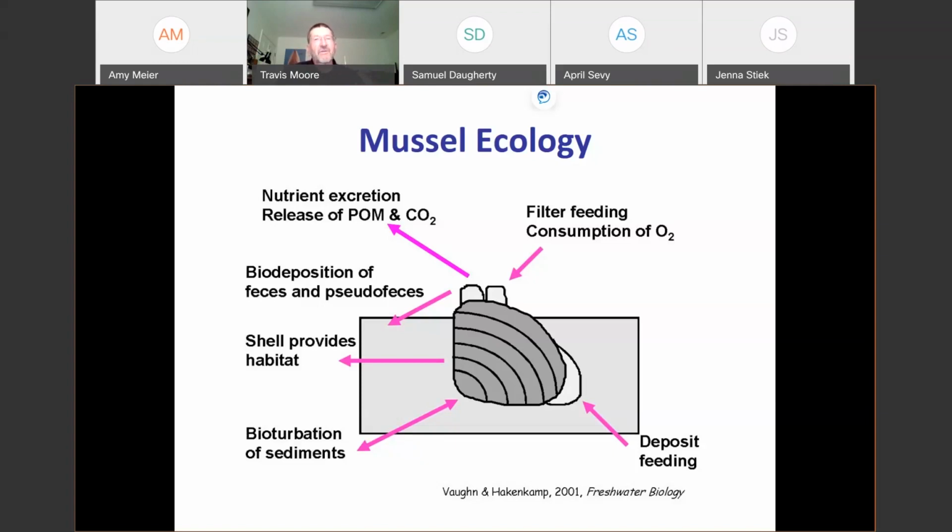And then there's also this bioturbation of sediments. As the mussels are out there, many of them do move around. And as they're doing that, they're loosening up the sediments that are out there, whether it be sand or gravel, keeping those broken up so that some of those animals that need to burrow and use those other spaces can still have access to them.